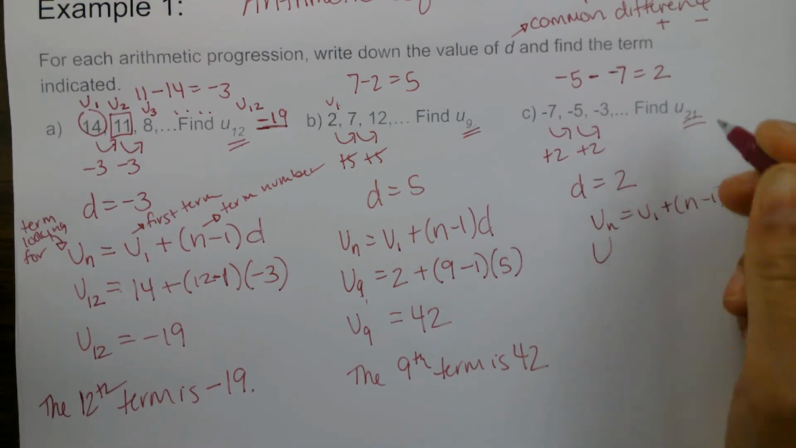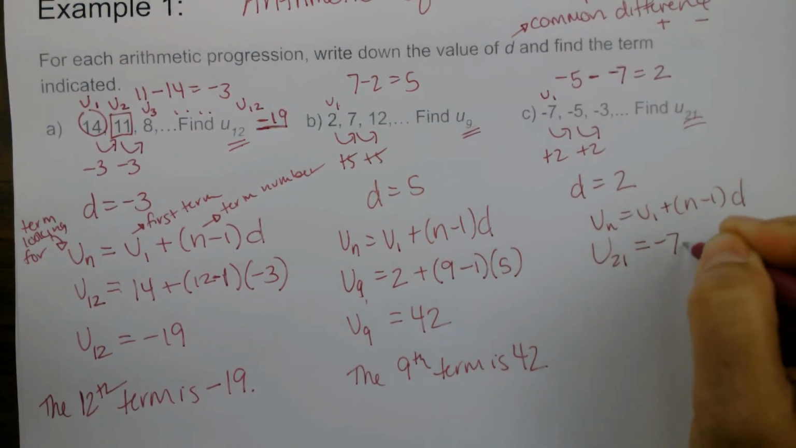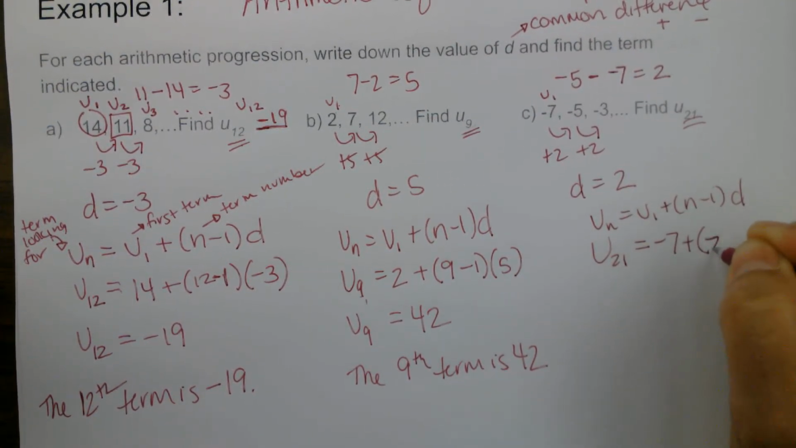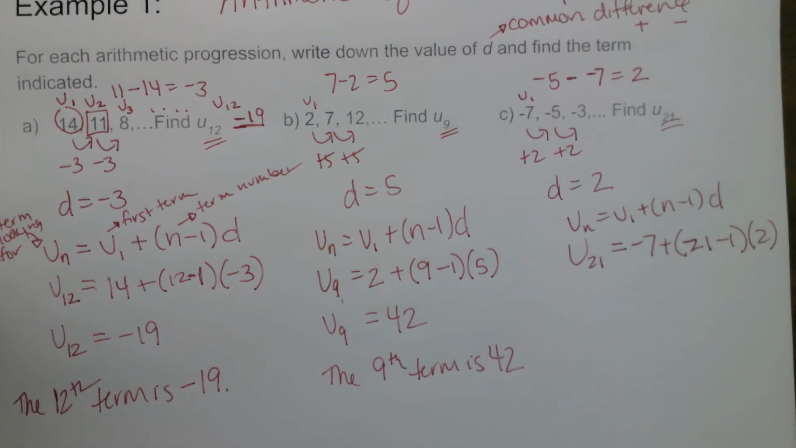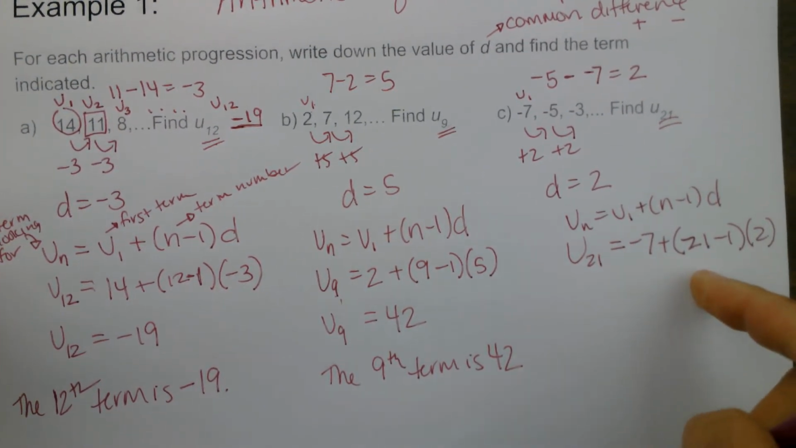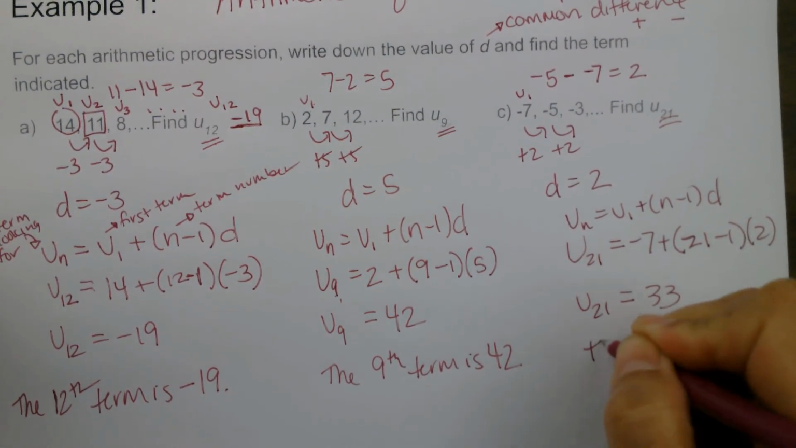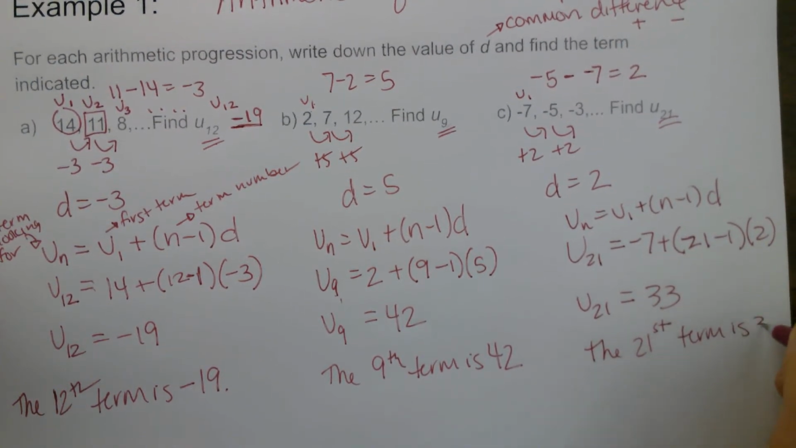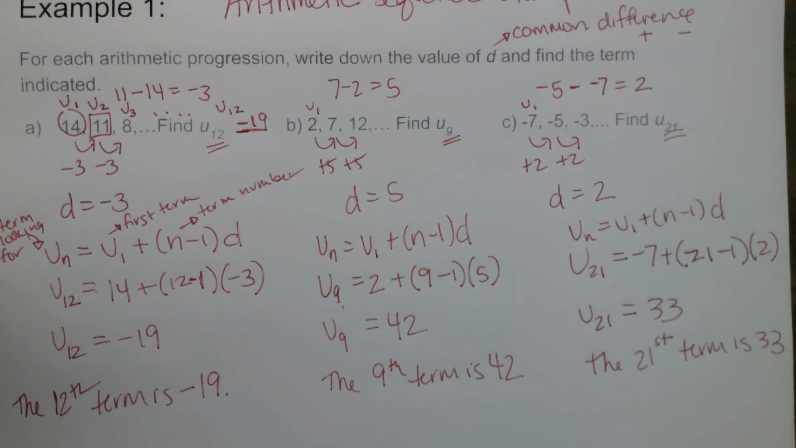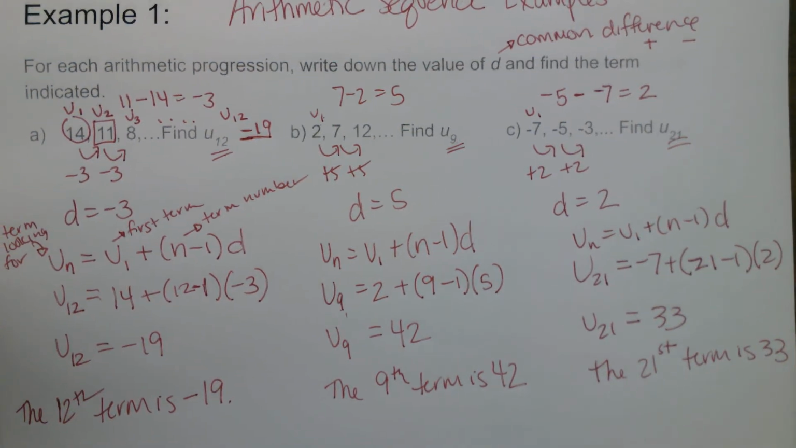We're looking for the 21st term. Our first term is negative 7. Our term number is 21 minus 1 times our common difference of 2. We're going to substitute that side into the calculator, and we are going to get 33. So the 21st term is 33. You may pause here. If you are in my class, you can ask me questions. We're going to be going to example 2 now.